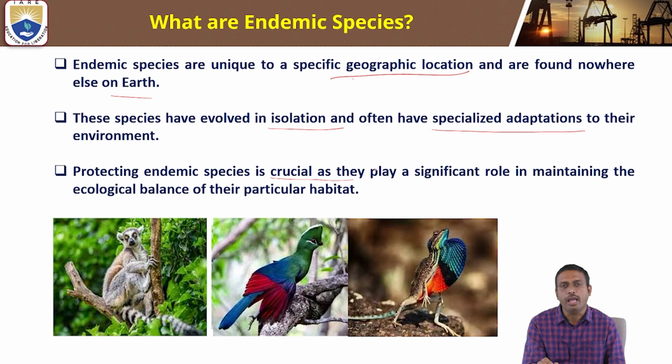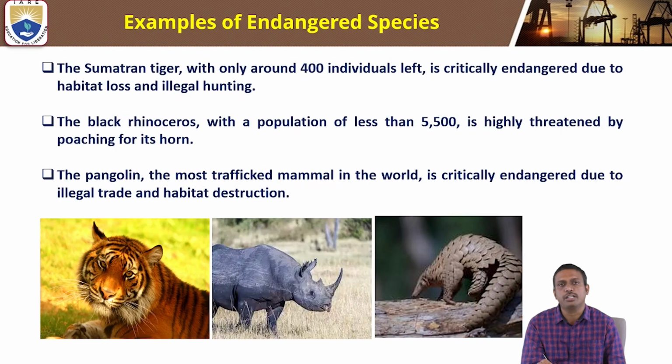Protecting endemic species is crucial as they play a significant role in maintaining the ecological balance of their particular habitat. What are endemic species? Endemic means specific to a particular geographical location and found nowhere else on earth. These species evolved in isolation and often have specialized adaptations to their environment. Protecting endemic species is crucial as they play a significant role in maintaining the ecological balance of the particular habitat.